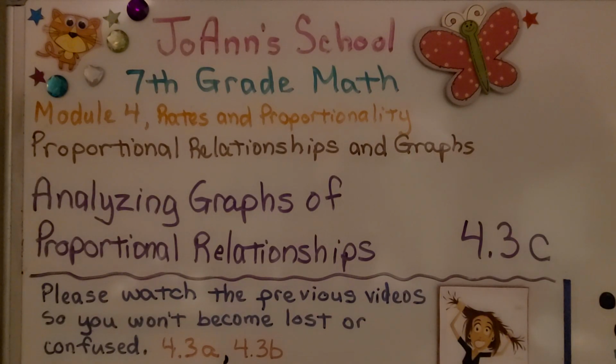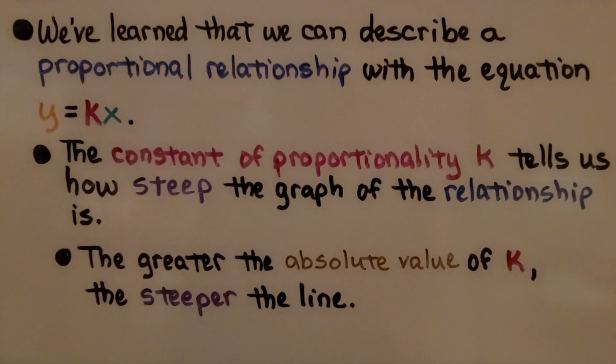Lesson 4.3c, Analyzing Graphs of Proportional Relationships. We've learned that we can describe a proportional relationship with the equation y is equal to kx. And the constant of proportionality, k, tells us how steep the graph of the relationship is. The greater the absolute value of k, the steeper the line.